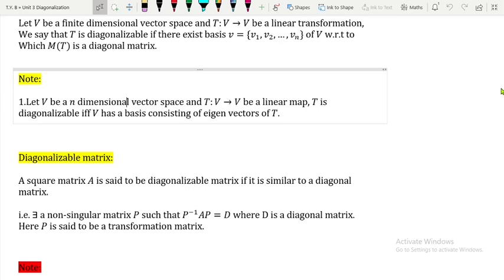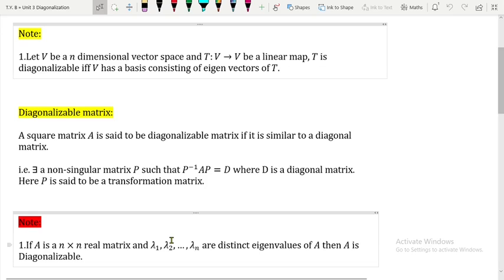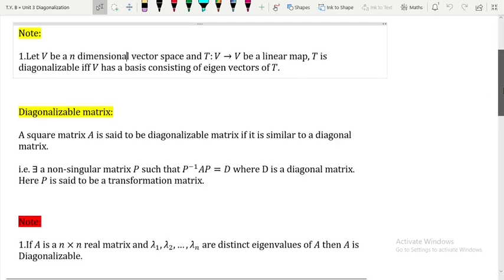When I explain the examples, at that time I will tell you why our matrix is diagonalizable if it has distinct eigenvalues. There is a very simple reason for that. So that is the note I have written here. If A is your real matrix and lambda 1, lambda 2 up to lambda n are distinct eigenvalues, then A is diagonalizable.